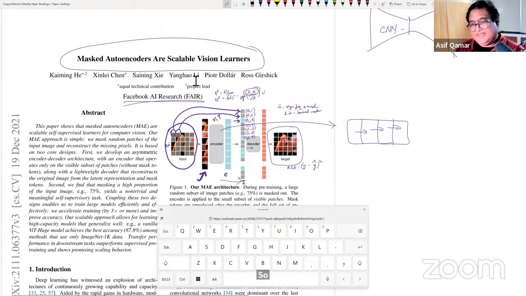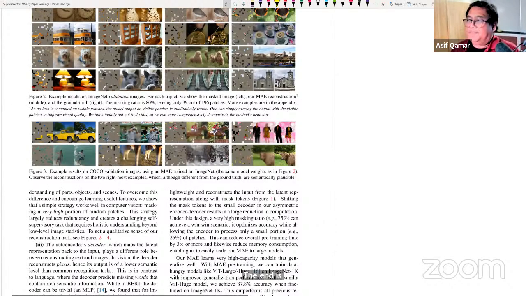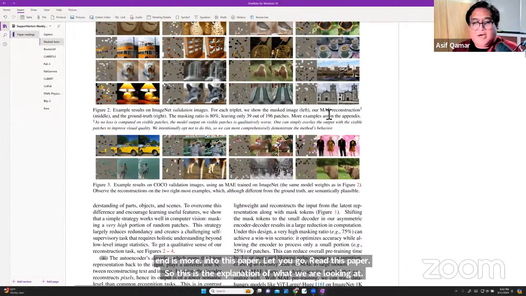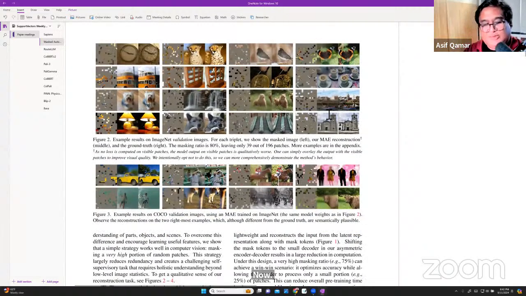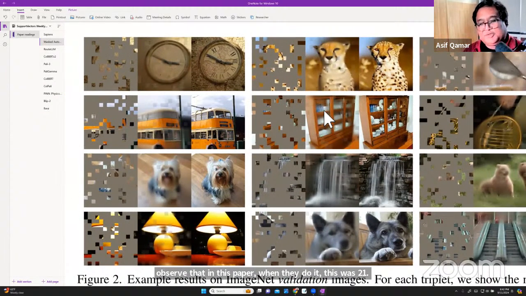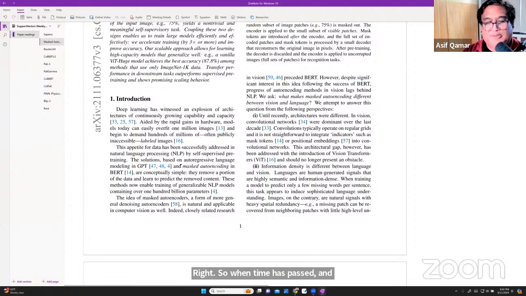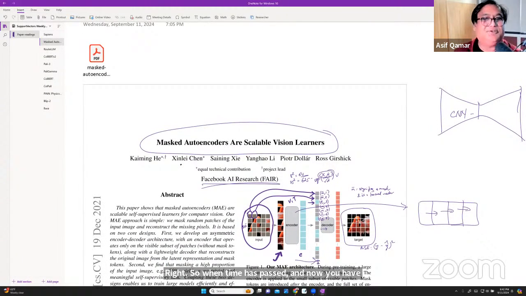There's more in this paper. I'll let you go read it. So this is the explanation of what we are looking at. Now observe that in this paper, which was 2021, the gap between what the machine reconstructs and what the reality is is significantly different. This is pretty unsatisfactory compared to the ground truth. Well, time has passed, and now you have Sapiens, at least for humans, and you see that it does an extraordinarily good job.